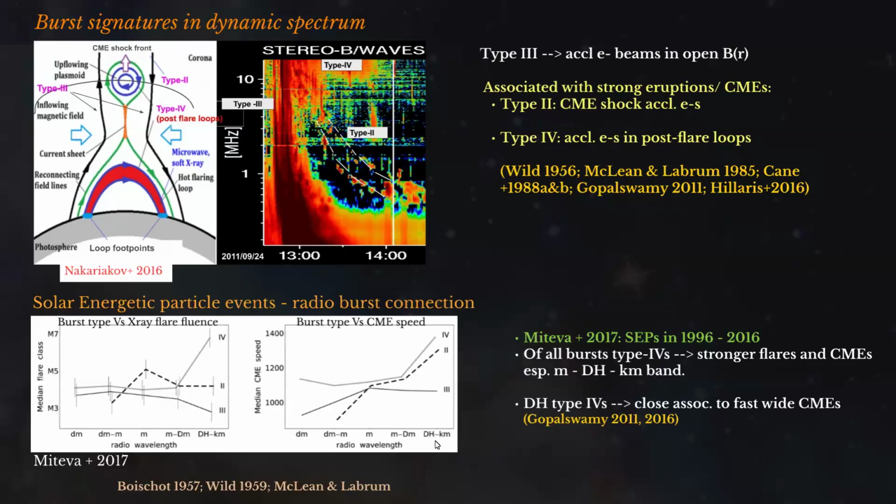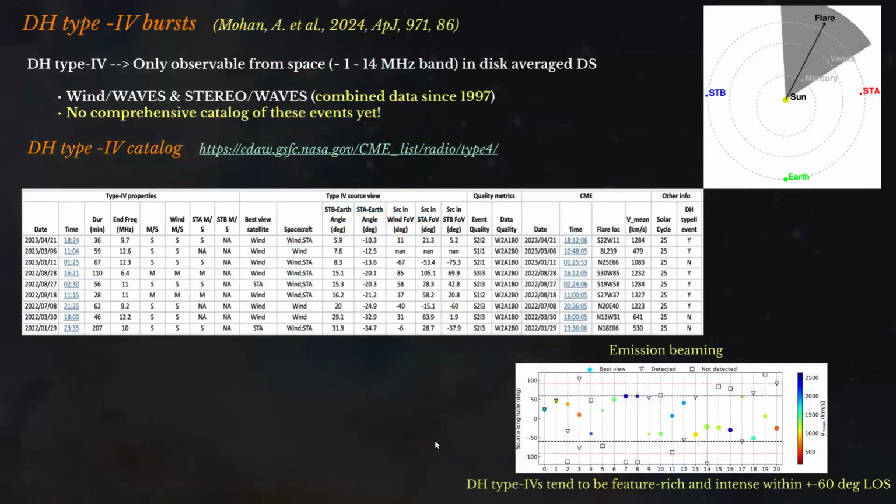Okay. So what we try to do is study these decametric-hectometric, DH, type 4 radio bursts. And this can be studied only from space, because this is in the 1 to 14 megahertz band, which doesn't penetrate the Earth's atmosphere. So you have to observe it only from space. And interestingly, we also have these STEREO spacecraft, like I introduced, they observe these bursts from different vantage points, giving us a good view of what type of events give you a very good type 4, why you might be missing some of them, and so on.